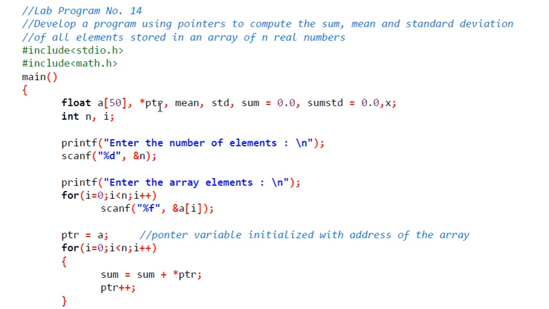We have created a pointer variable which can store the address of a floating point variable. So that is the meaning of that. And we have a mean variable to store the mean value, that is also float, and std is the standard deviation, and for calculating the sum we need the sum variable, and initially that value is set to 0. And another variable I want is sum std. What is the sum std? That is also set to 0.